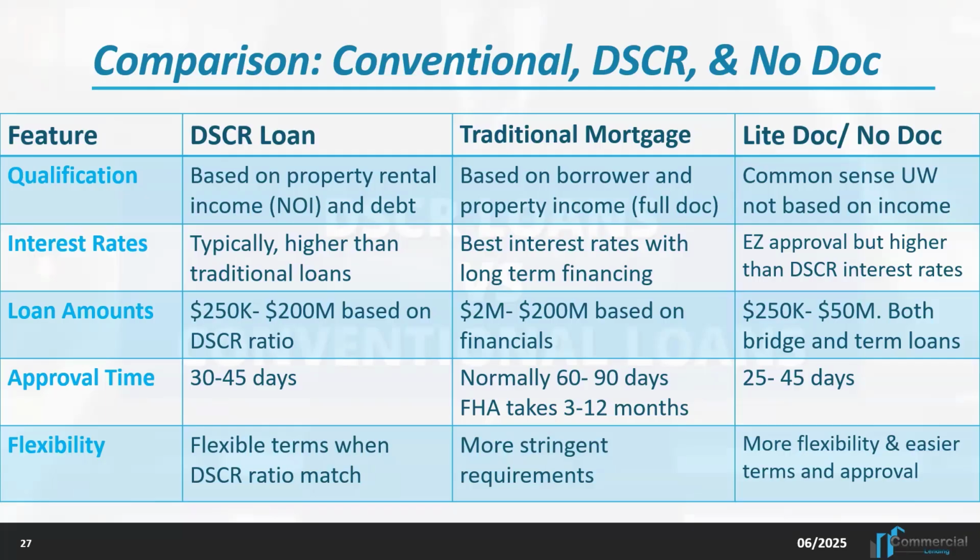For loan amounts, DSCR can range from 250K to 200 million based on the ratio, whereas traditional can go from 2 million to 200 million based on the financials, and on light doc and no doc, both bridge and term loans can go from 250K up to 50 million. DSCR can be approved within 30 to 45 days, whereas traditional normally takes 60 to 90 days, but if it comes through FHA commercial, it can take 3 to 12 months, whereas light doc and no doc take 25 to 45 days. DSCR has flexible terms when the ratios are matched, but traditional has more stringent requirements. And light doc and no doc, as we said, have more flexibility, easier terms, and easy approvals.